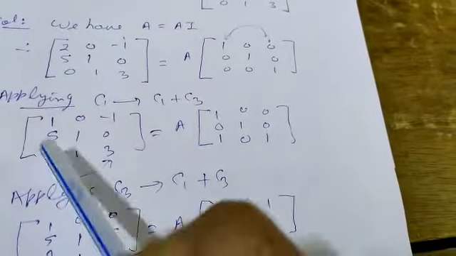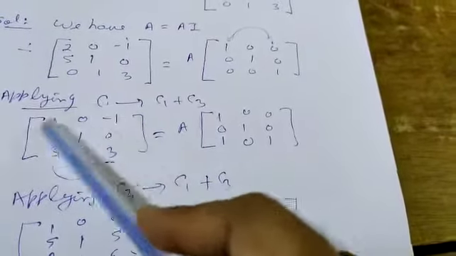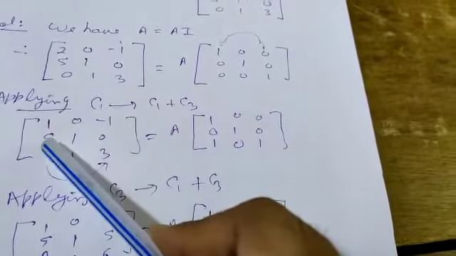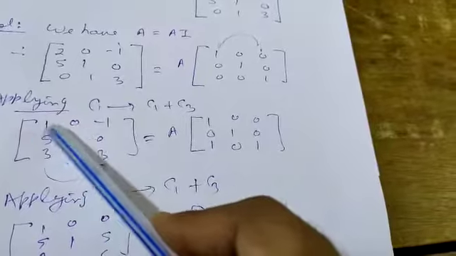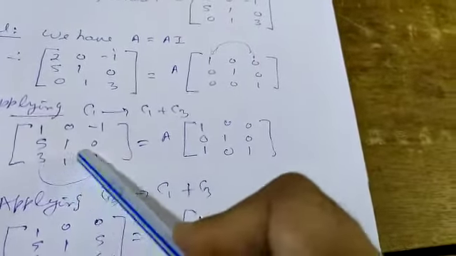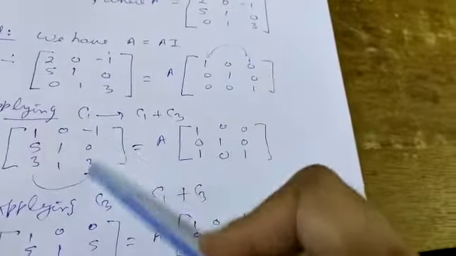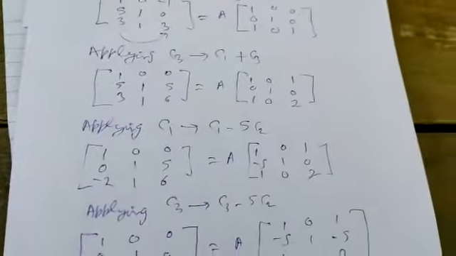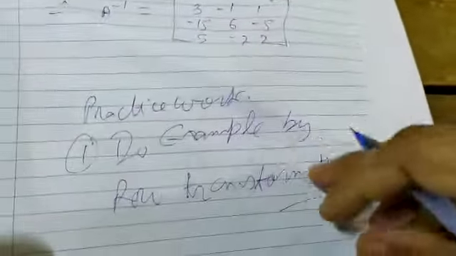It's very simple. What you can do is multiply R1 with 5 and then subtract from R2, and multiply R1 with 3 and subtract from R3. So this will become 1, 0 and 0, and similarly you can do it for column 2 and column 3, and you will get the identity matrix. So try it. Do not forget to do this question. Do the example by row transformation.